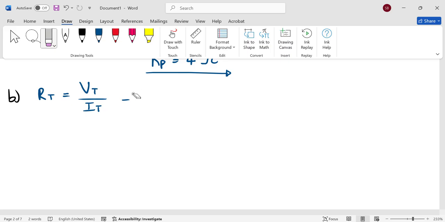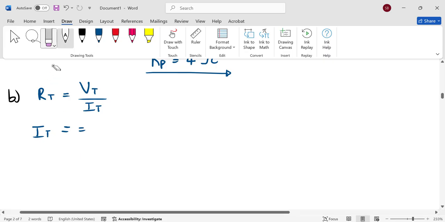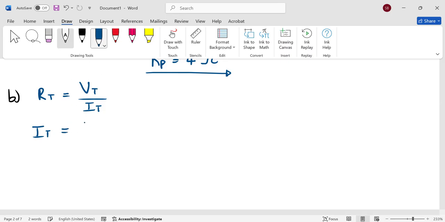I think this is why I always want to write things underneath each other. So I want the total current. You would notice that my I total would be, sorry, I wrote the equal sign twice. My I total would actually be, can I just fix that? So my I total would be V T over R T, right? So that's V T over R T.